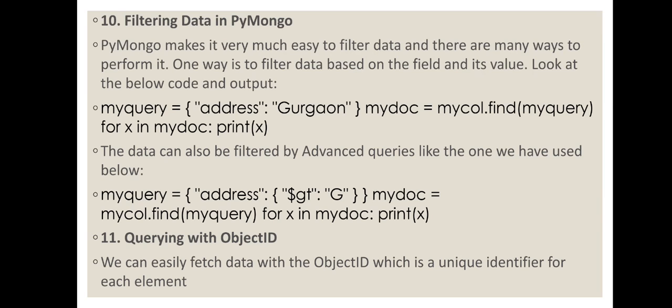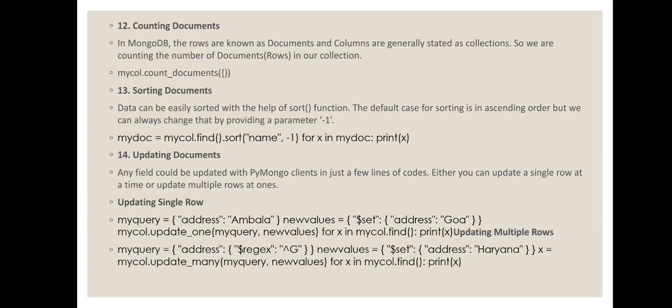One way is to filter data based on the field and its value. Look at the below code and output. The output is given below. The data can also be filtered by advanced queries like the one we have used below. Eleventh, querying with object ID. We can fetch data with the object ID, which is a unique identifier for each element.